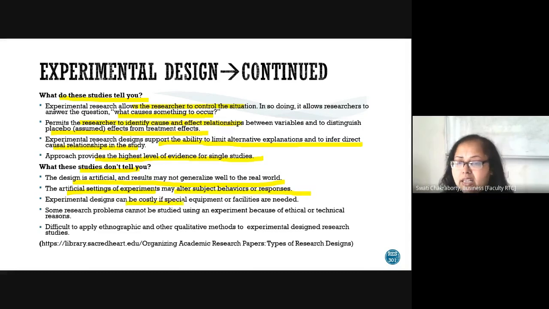It can be costly if special equipment or facilities are needed, right? And some research problems cannot be studied using experiment due to ethical or technical reasons. And it's difficult to apply ethnographic and other qualitative measures to experimental design research studies.